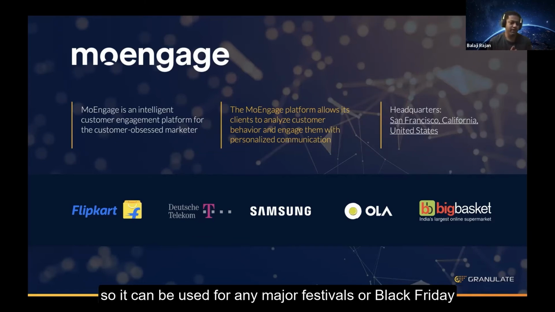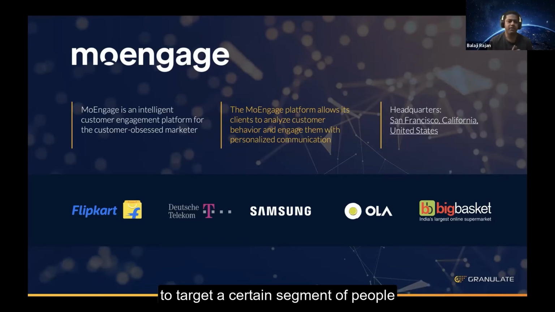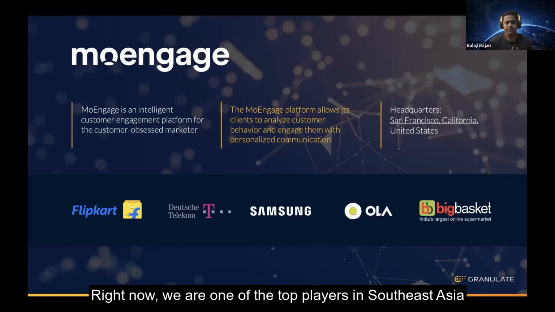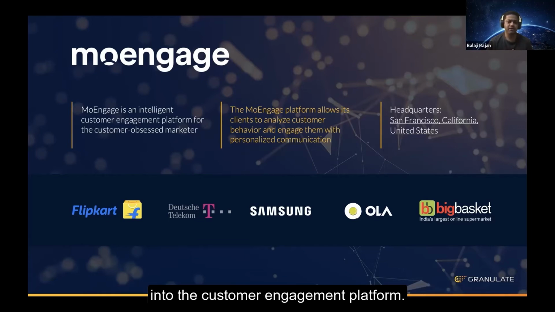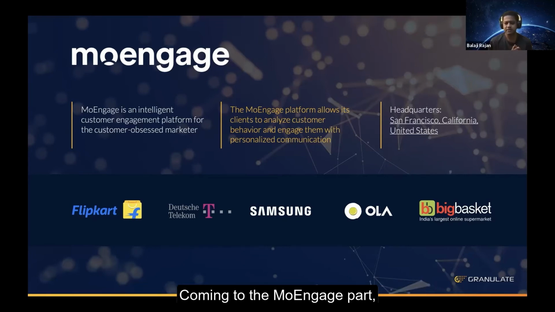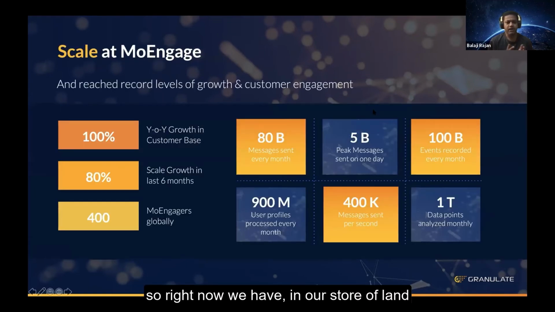It can be used for any major festival or Black Friday to target a certain segment of people, in terms of increasing sales, engaging with them, or sending promotions. Right now, we are one of the top players in the customer engagement platform space in Southeast Asia. Predominantly, we are the number one player in Southeast Asia, and we have clients and a user base across other regions, especially the US, Middle East, and Europe.